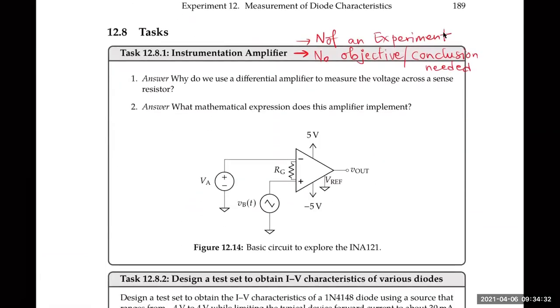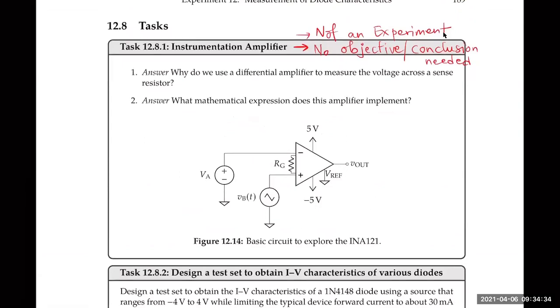Okay, so task 1 of this lab is simply answering a few questions about the instrumentation amplifier, and as such, it's not an experiment. And so you do not need to include an objective or a conclusion for this task. You can simply answer these 2 questions about the instrumentation amplifier, and that will be more than enough.